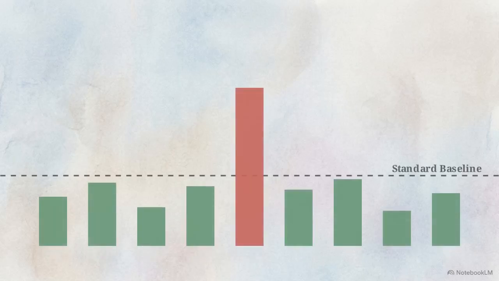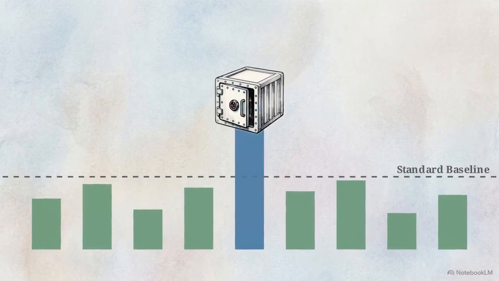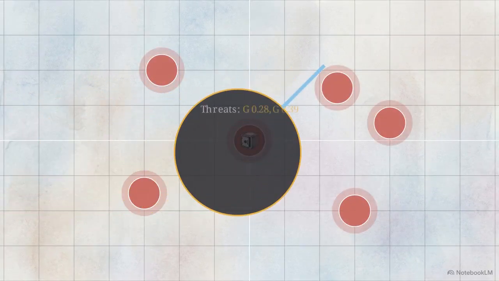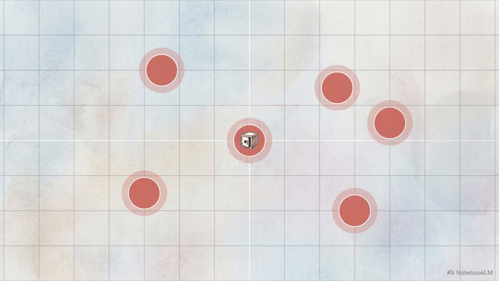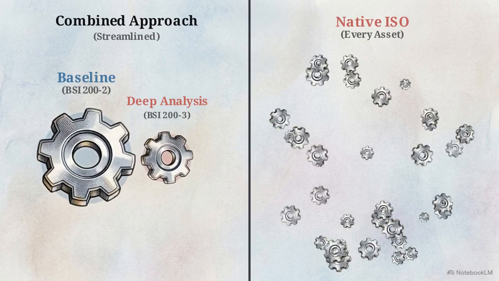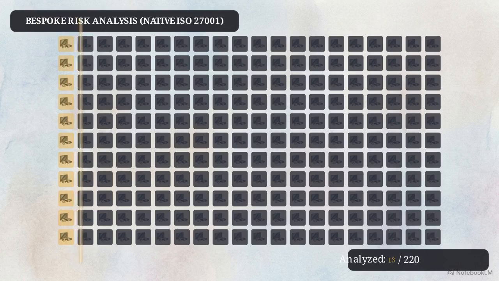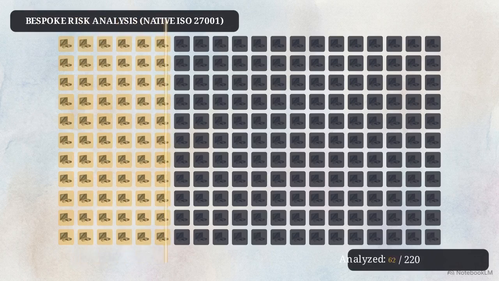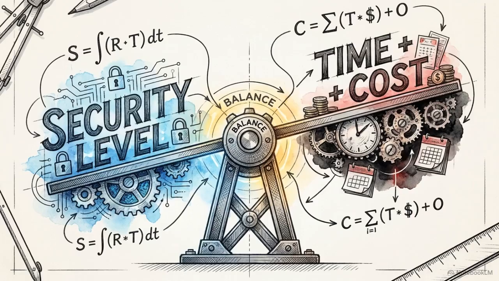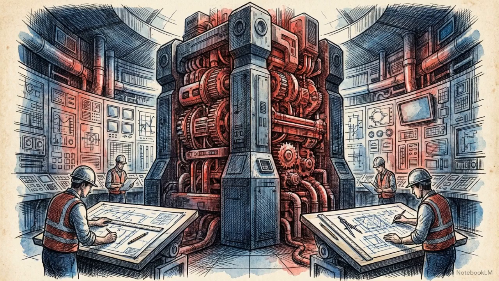For these specific peaks, the framework mandates the BSI 200-3 Ergänzende Sicherheitsanalyse. This is a targeted, deep-dive classical risk analysis applied strictly to the exposed assets. This two-stage strategy is known as the combined approach. It stands in stark contrast to native ISO methods, which demand bespoke risk analysis for the entire landscape, regardless of criticality. The BSI mathematically solves the optimization problem. It deploys rapid, standardized compliance for the mundane 80%, reserving elite risk engineering purely for the critical 20%.